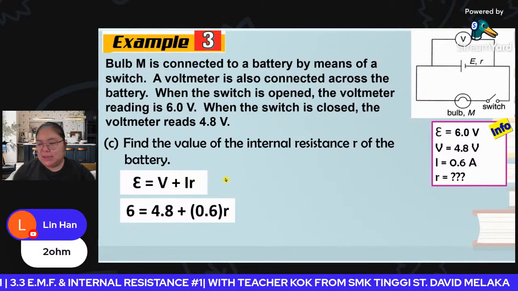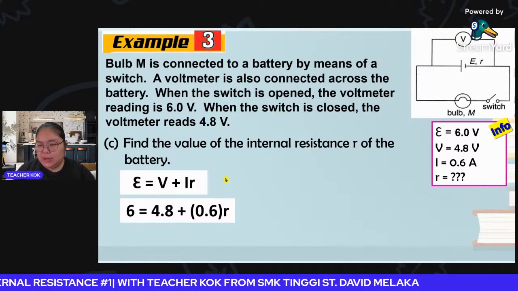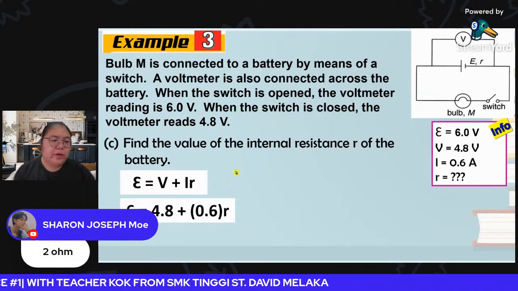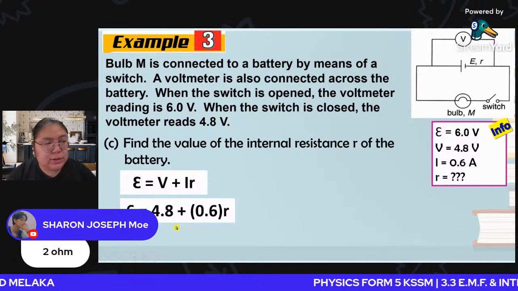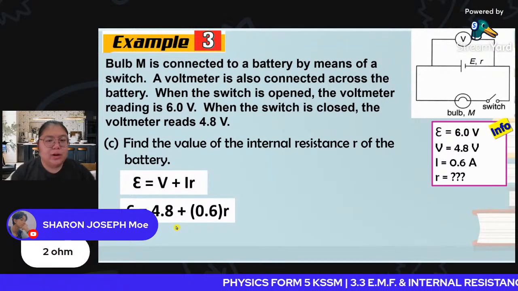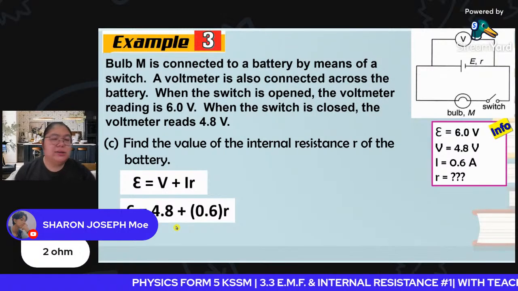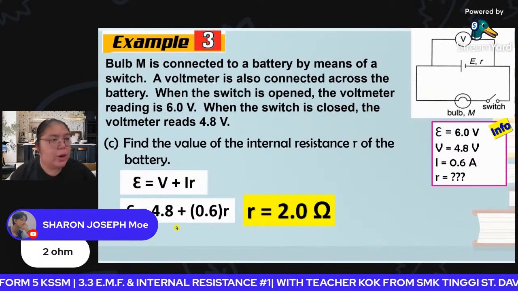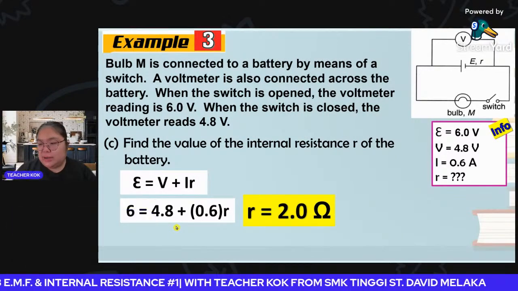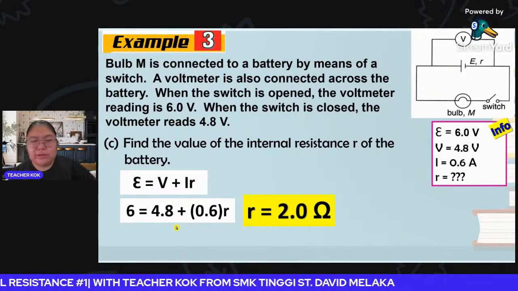Okay, so there's a 6. Sharon also answered 2. Yiru also is a 2. So from here, 6 equals 4.8 plus, then you bracket 0.6, it's a current. Then after that, you got R. So what you need to find is the small r. So from here, the small r is 2 ohm. That's correct. Sikajing also correct.